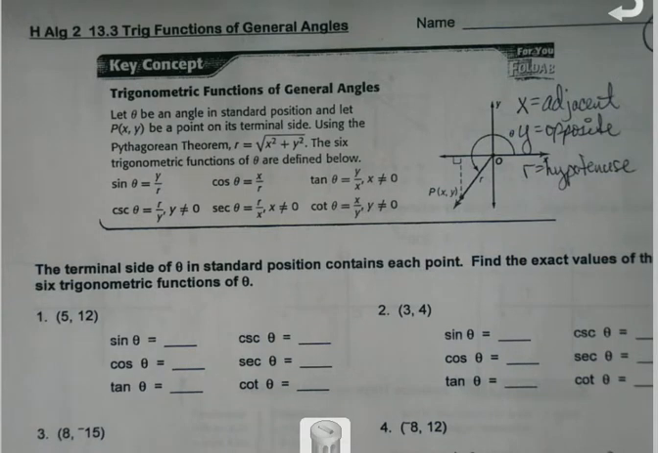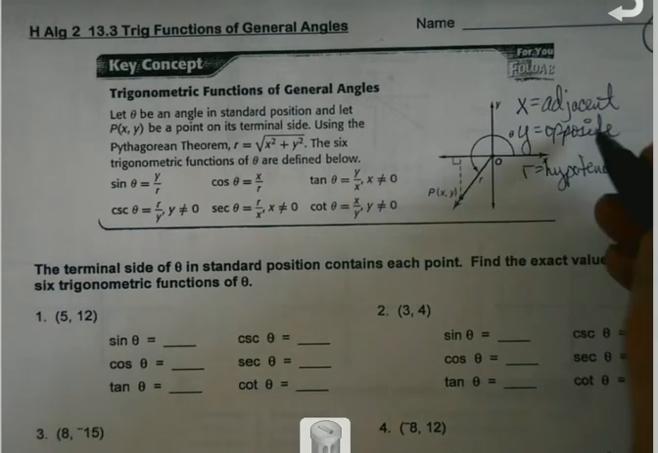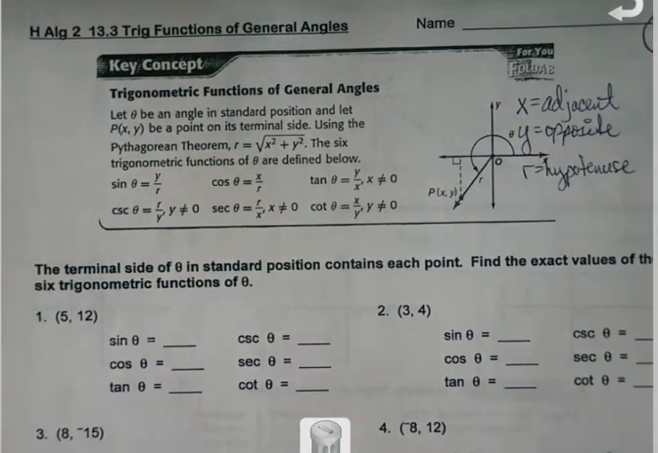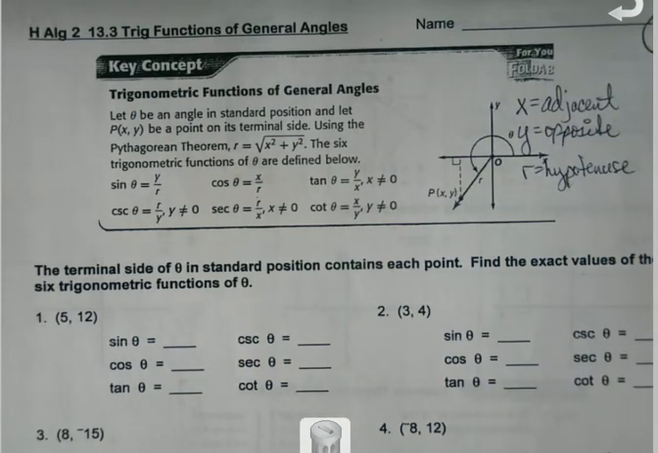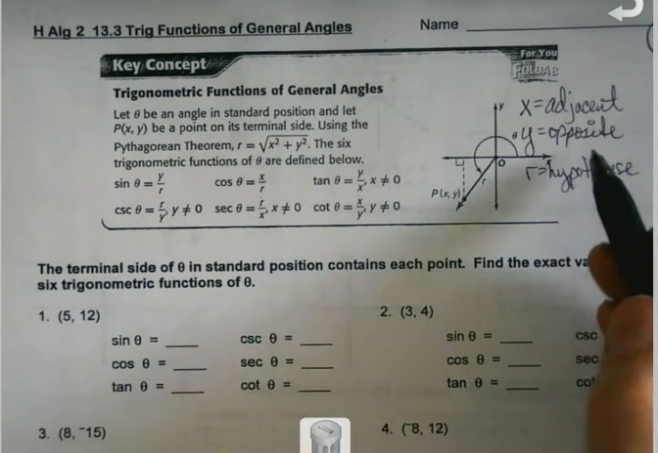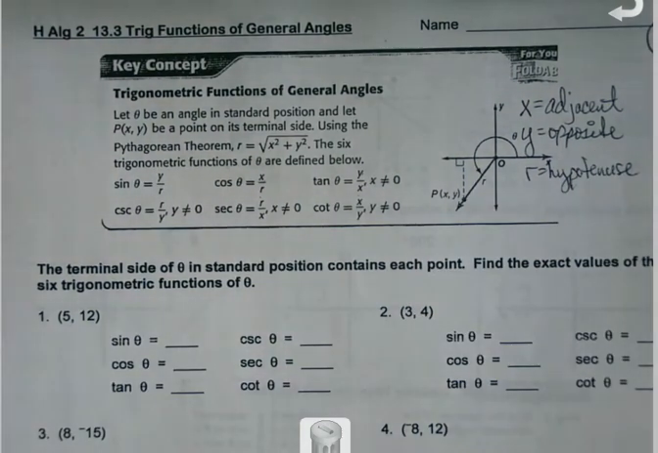So like if you're looking at the trig functions in the box, it says sine of theta is y over r. It's opposite over hypotenuse, just like it's always been. Cosine is x over r, adjacent over hypotenuse, just like it's always been. Tangent's y over x, opposite over adjacent. Okay, so nothing's changing as far as the trig functions go. But what's going to change is how we can find these without maybe necessarily even having a triangle.